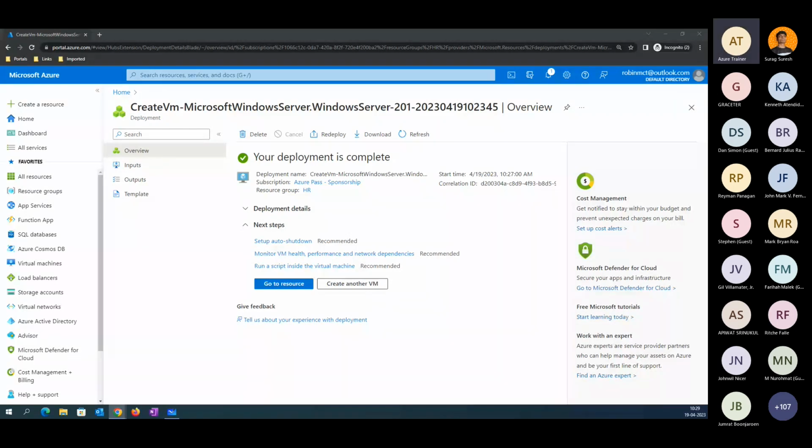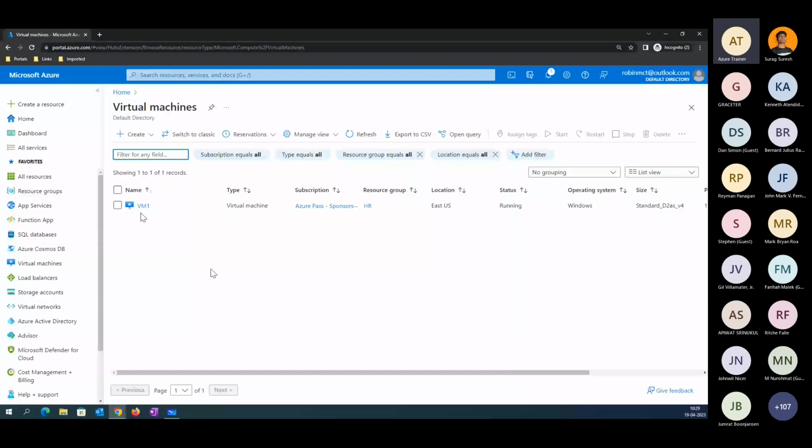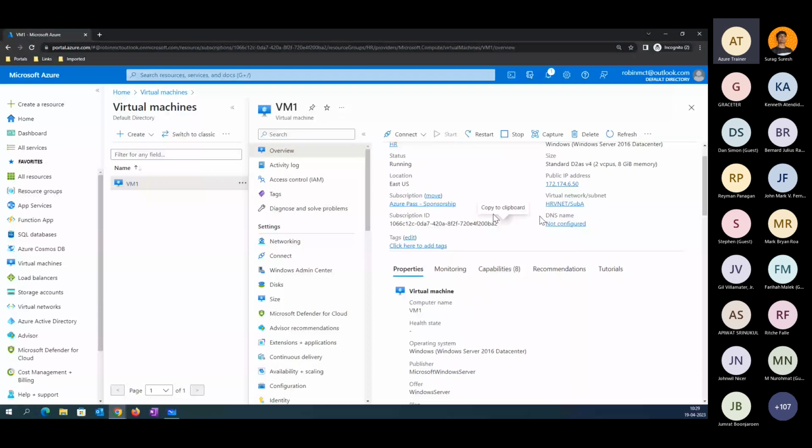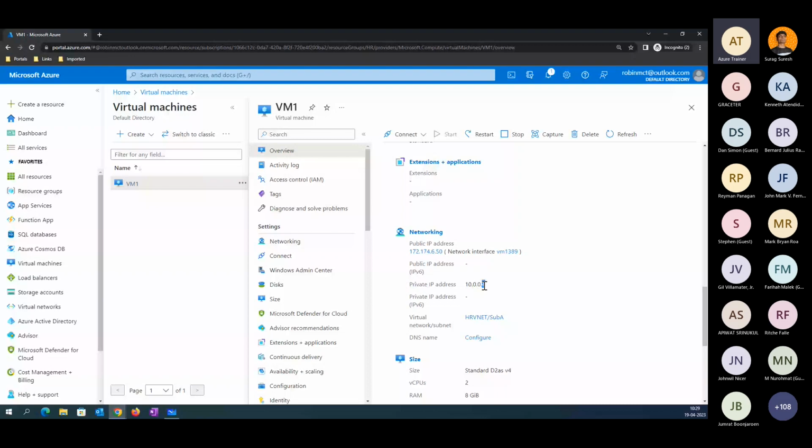Right now, you may be able to see we have a VM that has been created. If you go to virtual machine, you have a VM available. Now, if you go to the VM properties, you may be able to see this is part of the HR Vnet and part of subnet A. Right now, you may be able to see this got an IP address 10.0.0.4.